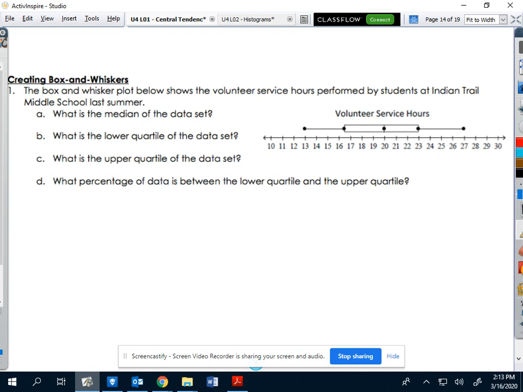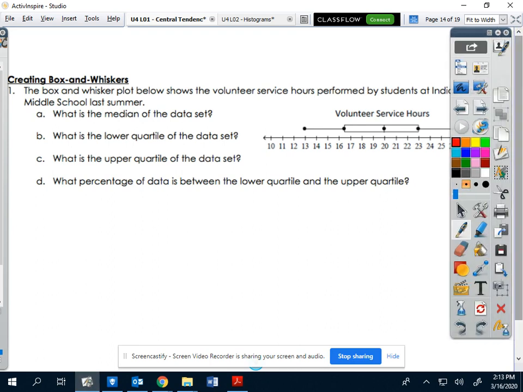So the last thing we want to focus on for this lesson is just being able to interpret a box and whisker plot. So here we have a box and whisker plot about some volunteer service hours. What's the median? Well, the median's right here, so our median is 20. Pretty self-explanatory. What's our lower quartile? Well, it's between 16 and 17, so 16.5. So really basic stuff, upper quartile 23.